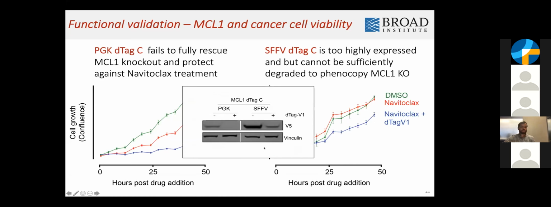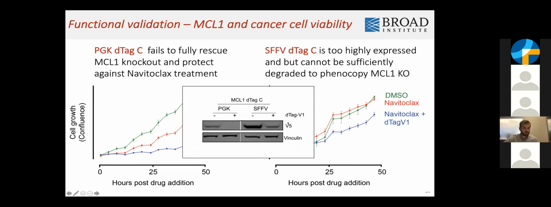And this is consistent with what we see by the Western blot, where our PGK construct, the weaker expressed one that doesn't rescue, only has a pretty slight expression of the V5-tagged MCL1 construct, even though it's completely degraded and leads to a full cell kill. In contrast, the more strongly expressed DTAG-C construct is too highly expressed and can't be most potently degraded, and still leads to some outgrowth of cells. Nevertheless, there's clearly a path forward.